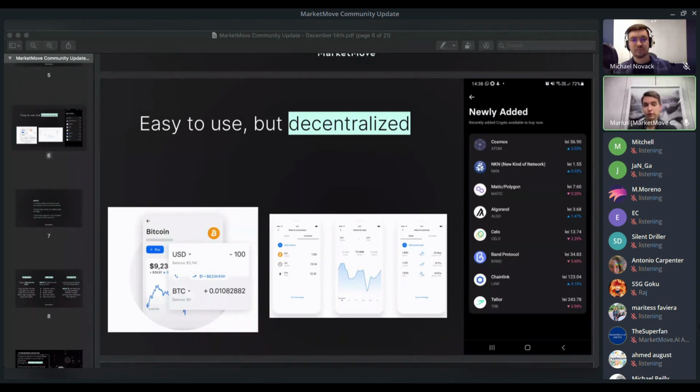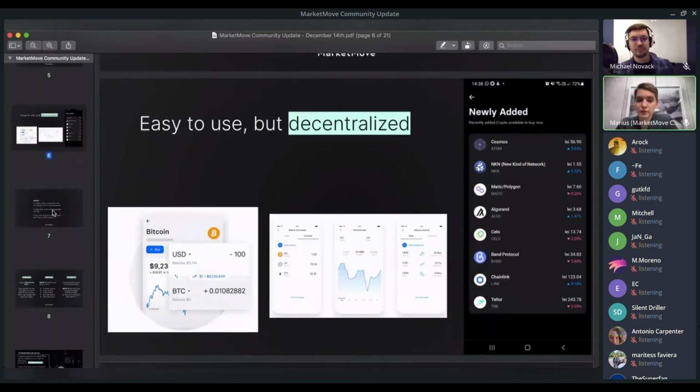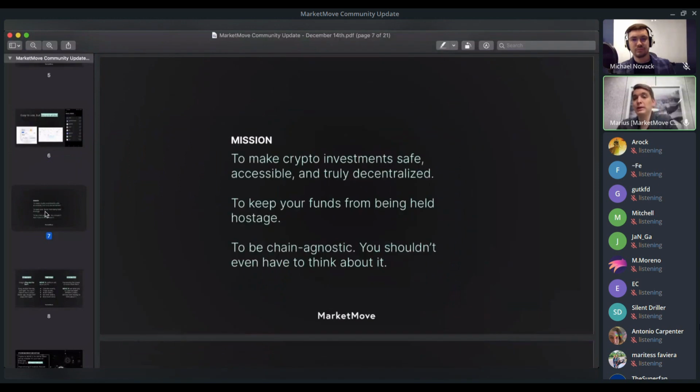You don't have to think about everything like this. That being said, it still is decentralized because it's on your wallet. So you can keep it in your MetaMask, Trust Wallet. You can use a Trezor, any sort of hardware wallet to store your funds, but you have the same simplicity and ease of use that you would have on a centralized exchange. And this is just the very beginning. So that is the adoption curve.